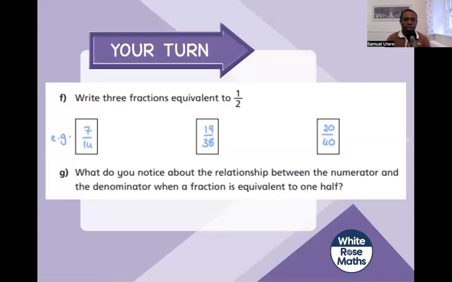Here for question F, you were asked to write 3 fractions equivalent to a half. By now, you should recognize that you have different answers because you just think of a number that you can multiply the numerator by. You then use that same number to multiply the denominator, and you create an equivalent fraction.